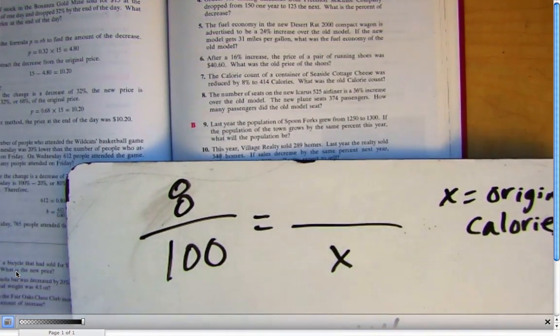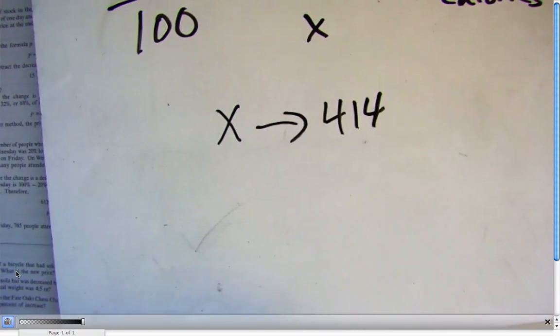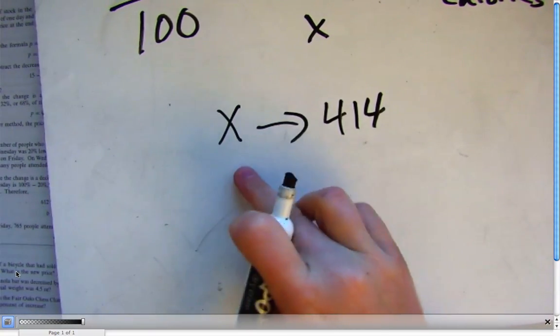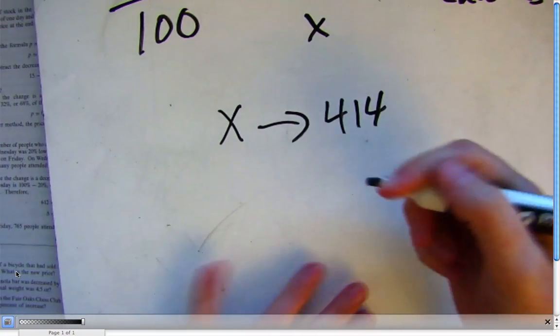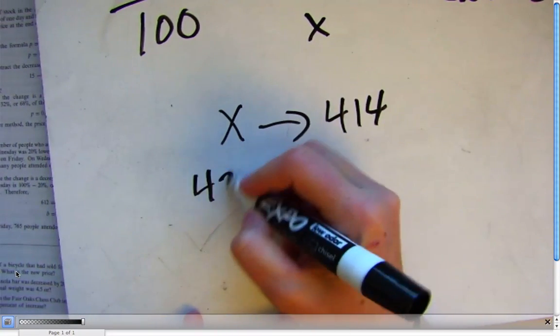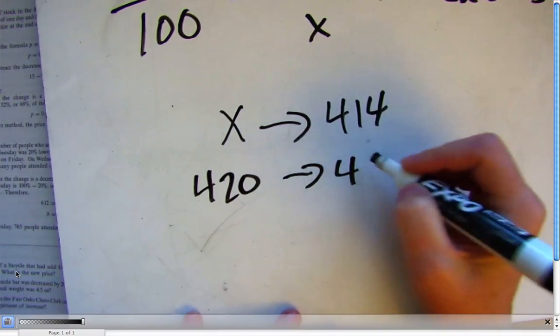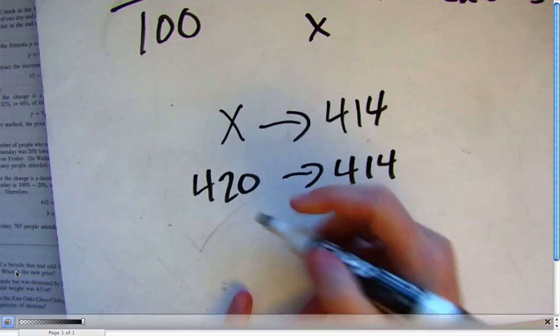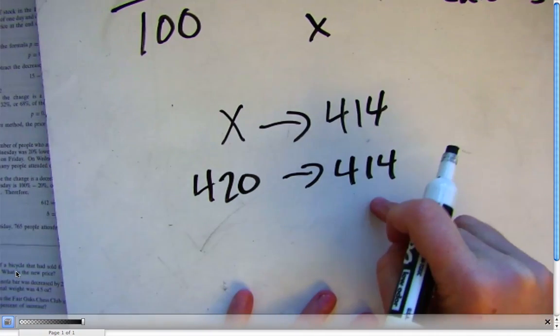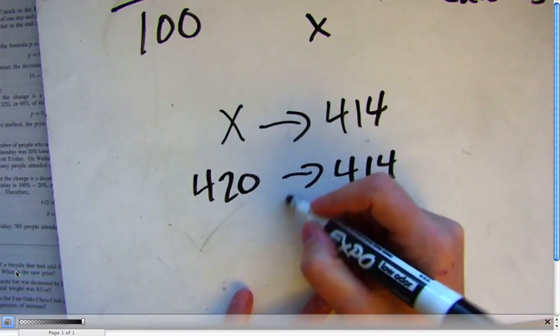Okay. Now, this time it's decreasing. Okay. So, whatever X was is more than 414 because it was a decrease. So, let's say it was 420, just a hypothetical 420. How much did it decrease by? It went from 420 to 414. So you would have done 420 minus 414 to get 6.